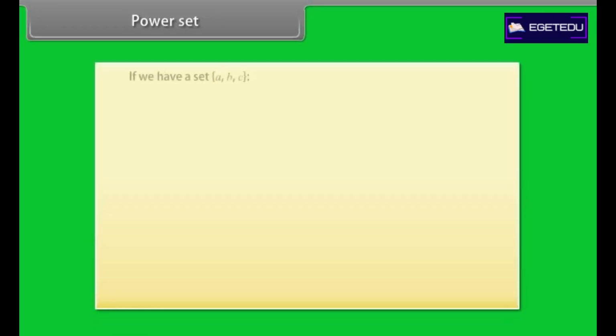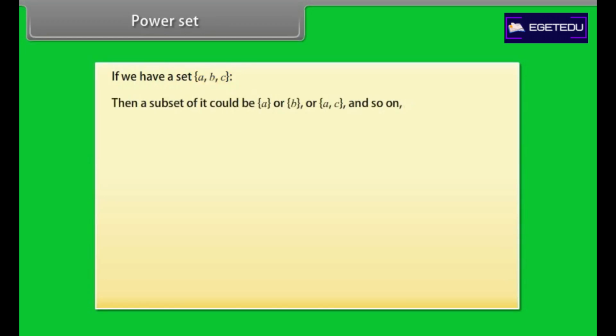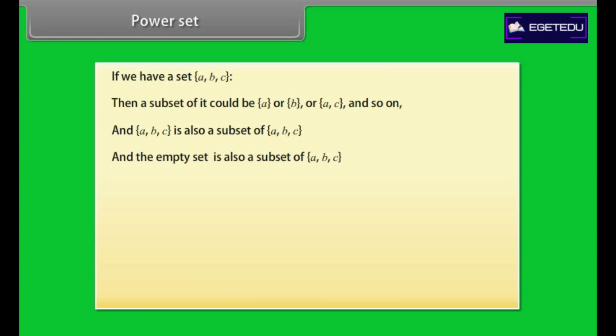Power set. If we have a set {A, B, C}, then a subset of it could be {A} or {B}, or {A, C}, and so on. And {A, B, C} is also a subset of {A, B, C}. And the empty set is also a subset of {A, B, C}. The power set PS is equal to {∅, {A}, {B}, {C}, {A, B}, {A, C}, {B, C}, {A, B, C}}.